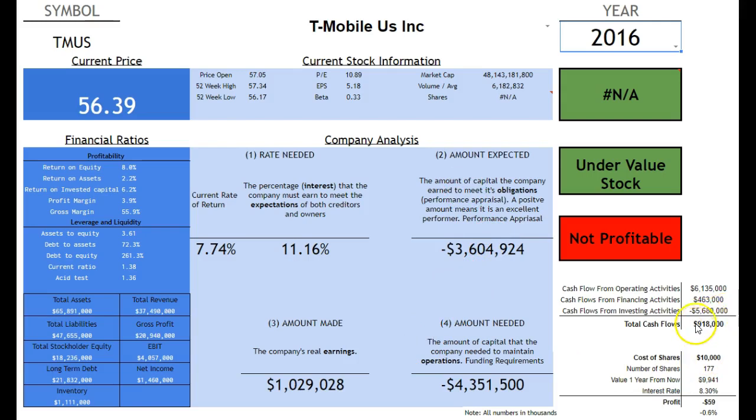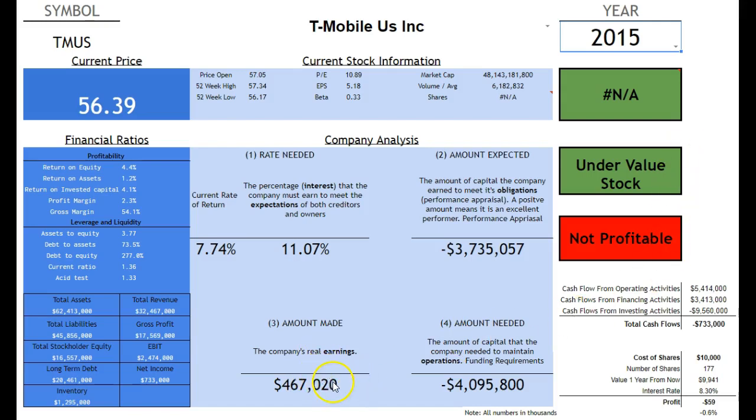Okay, in 2016, we have positive cash flows. However, it still shows a large amount of cash flows from investing activities. Maybe that's the reason why you have a negative here. Let's go one more year, 2015. After you do about 2 or 3 years, you should be able to figure out if this is the right company for you based on your needs.